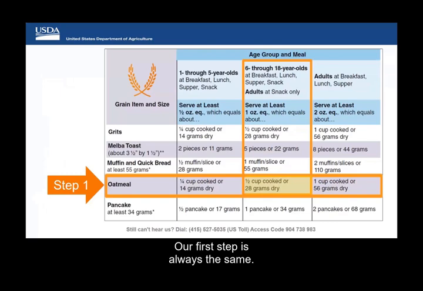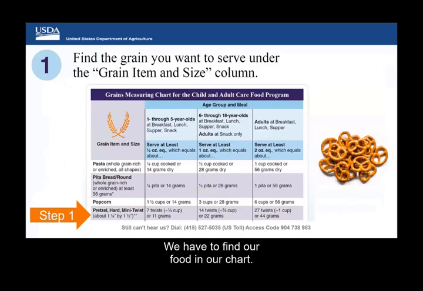So our first step is always the same. We have to find our food in our chart. So let's take a look now for this example at mini twist hard pretzels. They're sometimes called mini twists or tiny twists, and an example of the pretzels is shown on the screen as well, just so you have an idea of what food we're talking about.